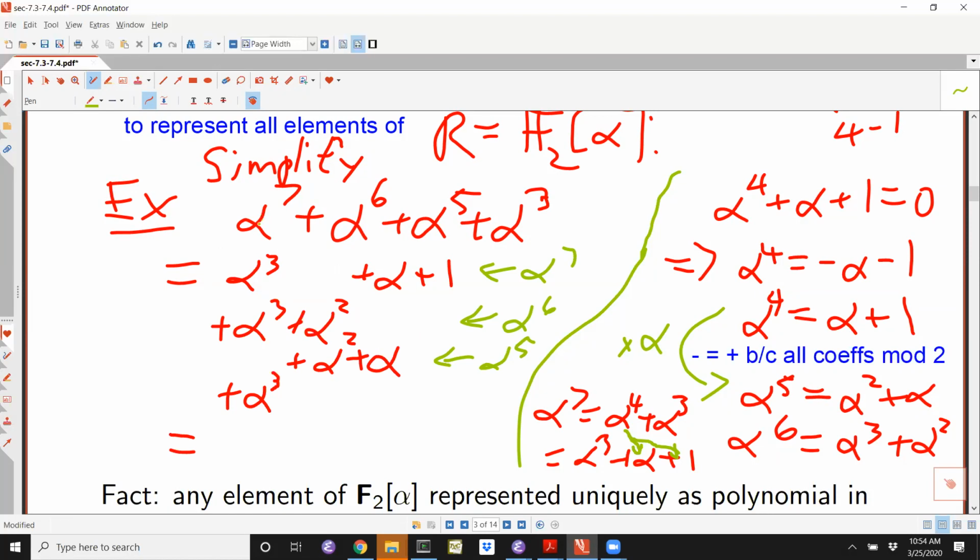So this initial element of R bar, alpha to the 7th plus alpha to the 6th plus alpha to the 5 plus alpha cubed is equal to all this stuff. Anyway, the point is, when we add all this stuff together, we have 1, 2, 3 alpha cubes, but since 2 is equal to 0, 3 alpha cubes is really 1 alpha cubed.